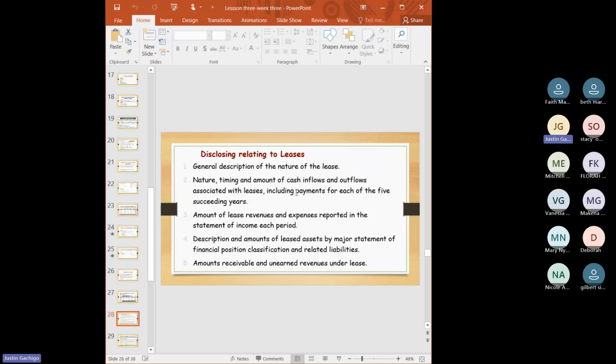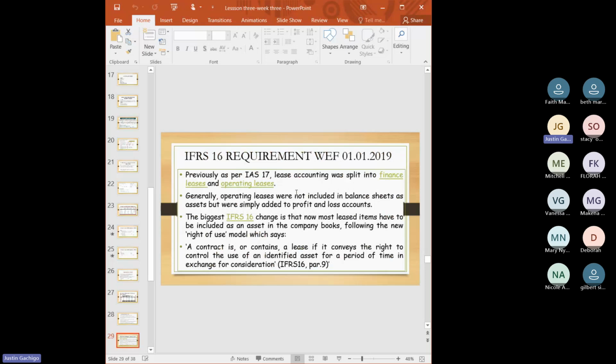for each of the 5 years succeeding, amount of the lease revenue, description and the amount of leased asset, amount receivable, and earned revenue under the lease. So these are just a few disclosures that you are supposed to make in a financial statement regarding the lease, as guided by FRS 16. So, FRS 16 requirement.